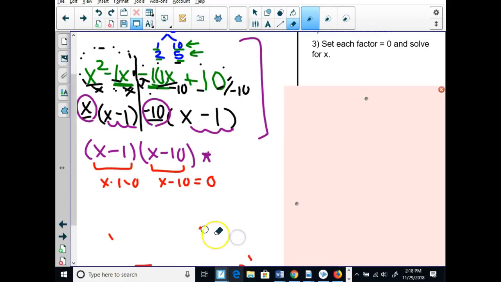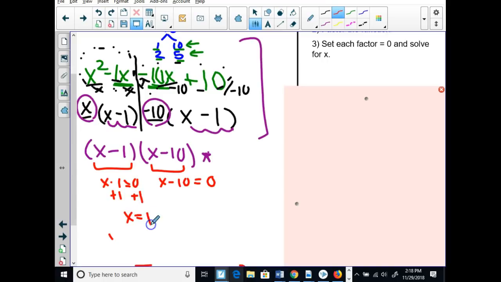I'm going to erase my previous work. When I solve for x, if I have x minus 1 is equal to 0, I add 1. I get x is equal to 1. And if I add 10 and add 10, x is equal to 10. Those are my two solutions for the first example. Rewind, pause where you need to always. And we're going to do two more examples together.